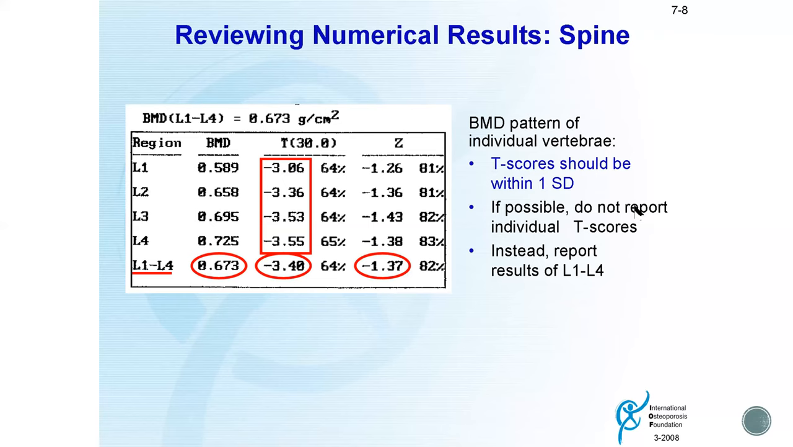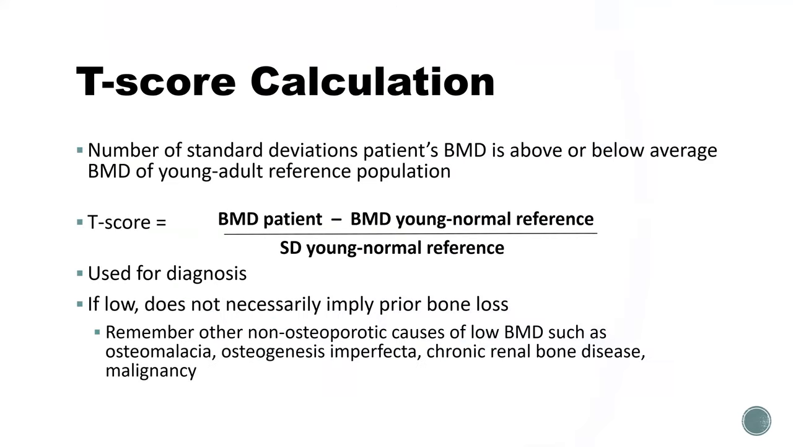When you actually see all these numbers for the spine, look at the individual vertebral BMD pattern. Just look at the pattern. The T-scores should all be within one standard deviation here. So if one of the T-scores is very high or very low, there's probably something wrong with that vertebra. And when you have abnormal readings within the individual vertebrae, then you would know that your total may not be so accurate. So if possible, you don't report individual T-scores. You should report the total lumbar spine. I'll show you some examples later on of what can go wrong.